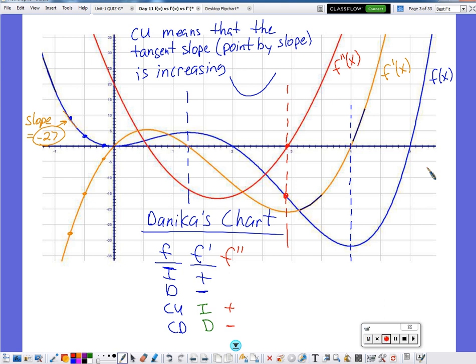Because you just say, hey, when f prime changes from increasing to decreasing or vice versa, the concavity of f will change. So I can follow the orange graph and easily see that right there is the switch from increasing to decreasing, and that's where it changes.